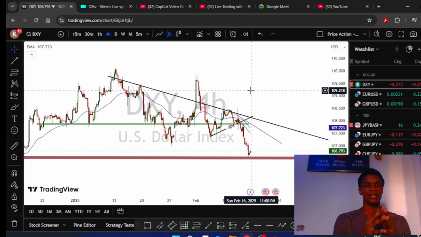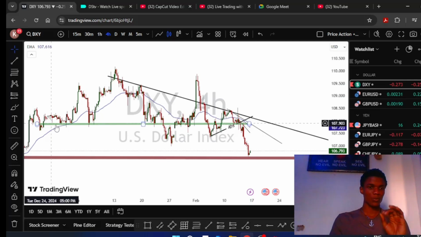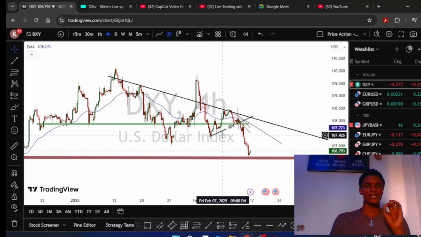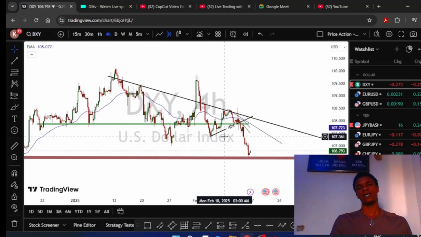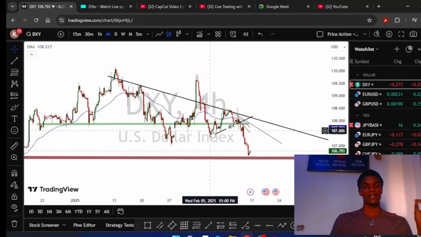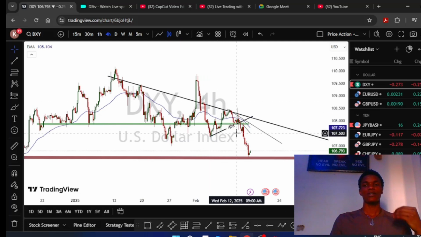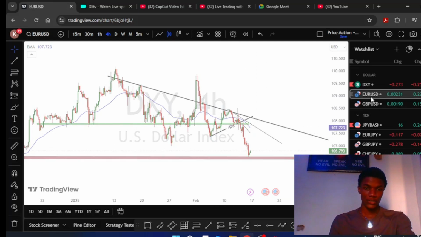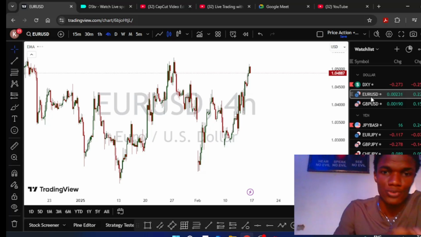You can see it clearly in the structure. First of all, you can see the support zone that held it for a very long time, and it kept breaking it, kept breaking it, kept breaking it. When you see this kind of thing, the support zone is likely not to hold any longer. And that shifts my bias of the market, as I started seeing it breaking so often. But that is for the DXY. Let's get into the Euro USD and show you guys what I actually did on the Euro USD.